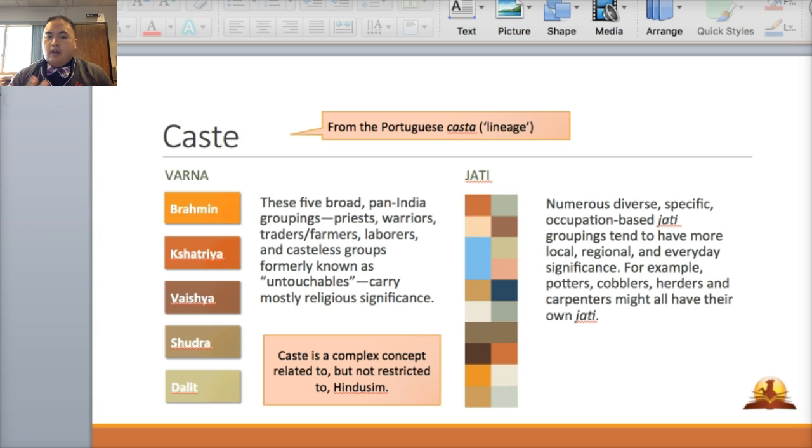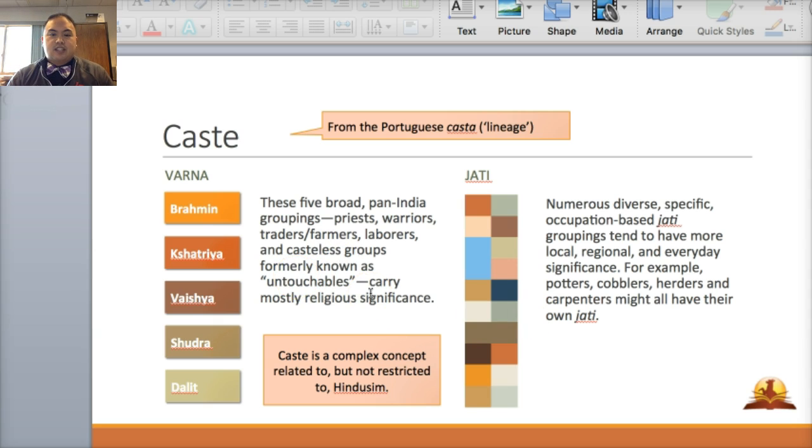You should also have read about a term called caste, or the caste system. It comes from the Portuguese word casta, or lineage. So caste means this lineage or the separation of groupings based on occupation or families. There are 2 different kinds that you read about. One is called Varna and one is called Jati. Varna is 5 broad pan-Indian groupings: priests, warriors, traders, farmers, laborers, and then there are casteless groups, formerly known as the Untouchables.